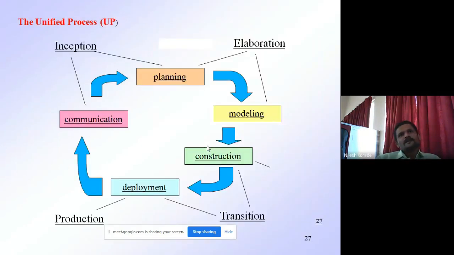Then we have seen the unified process. The unified process divides your software engineering activity into four phases, that is inception, elaboration, construction, transition, and production. Your inception encompasses communication and planning activity. In the inception phase, you will meet with your customer, identify requirements, and draw your primary use case model.